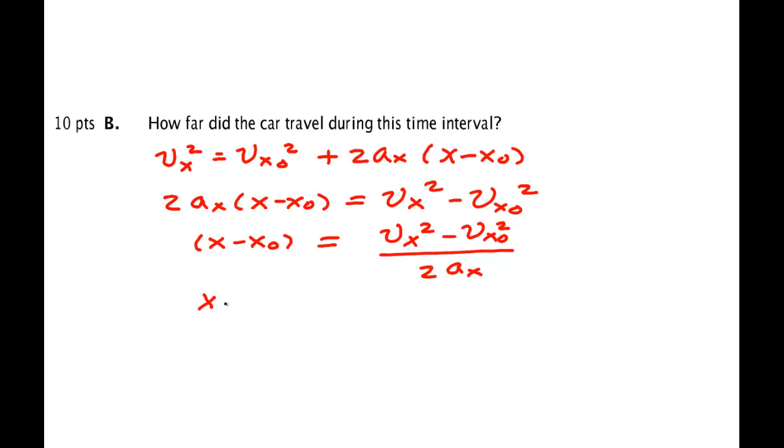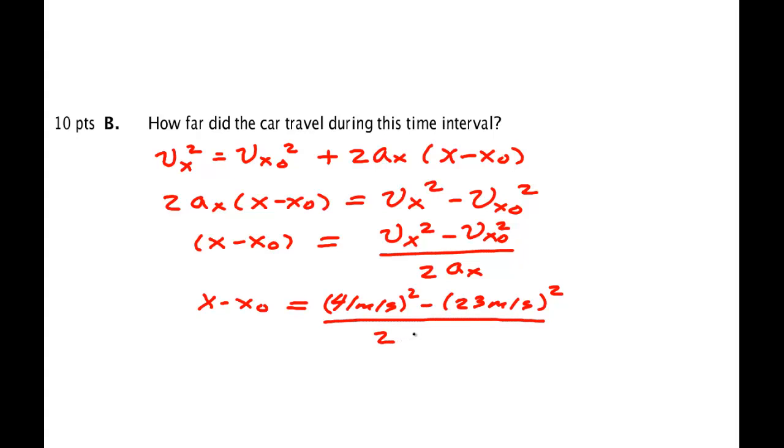So x minus x naught is equal to 41 meters per second, squared, minus 23 meters per second, squared, and divide by 2 times acceleration, 1.38 meters per second squared. And if you do that, you get approximately 417 meters. So that's how far it went before it did that. There are other ways to work the problem.